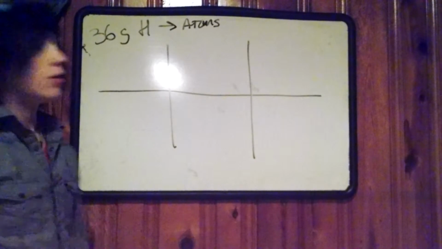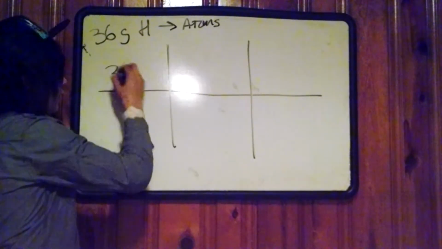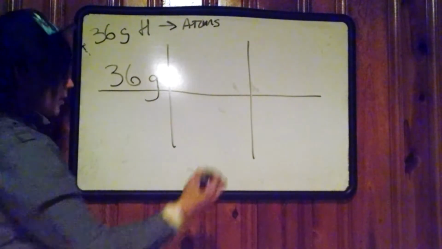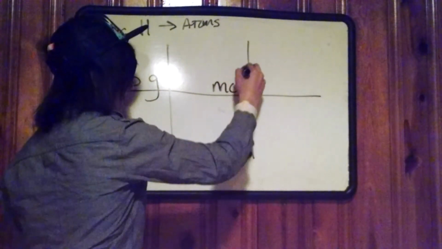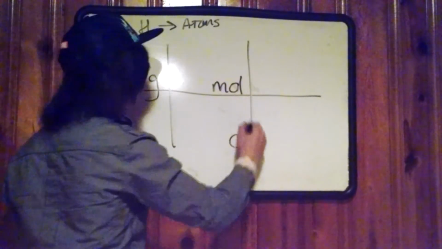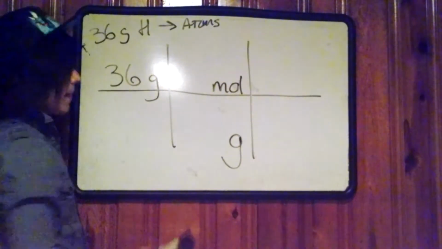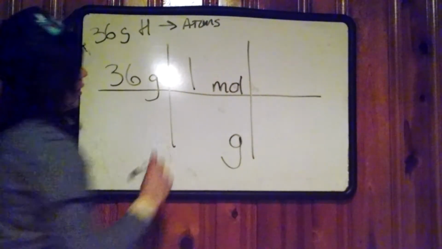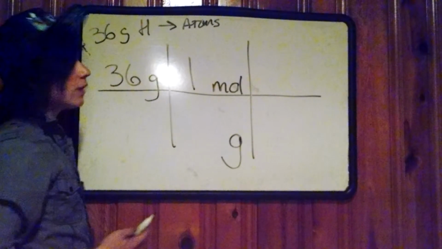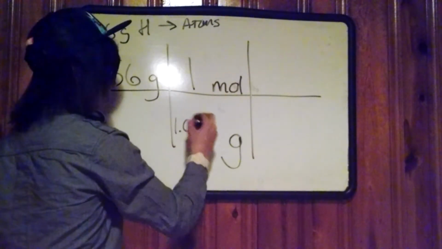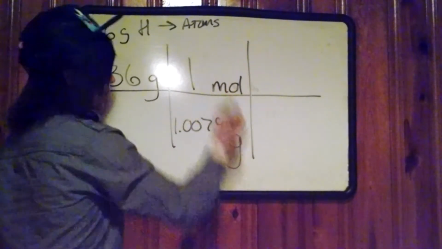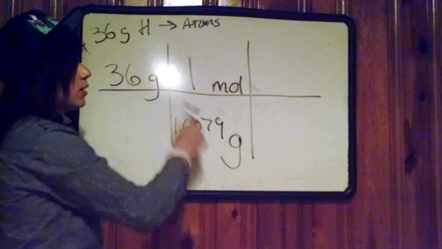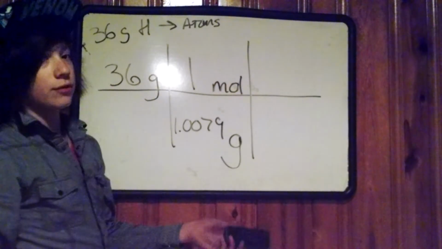Okay? So we take our given, 36 grams, goes in the top left, like always. We place what we're converting to in the top right, what we're dividing by to get rid of in the bottom right, and we're converting to moles, so 1 goes in the top. And we find that on the periodic table, hydrogen's atomic mass is equal to 1.0079 grams per mole. Now that we know this, we can solve this equation. But now you're wondering what these two boxes are for.